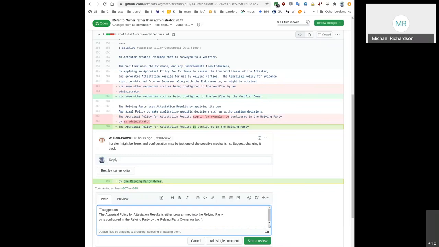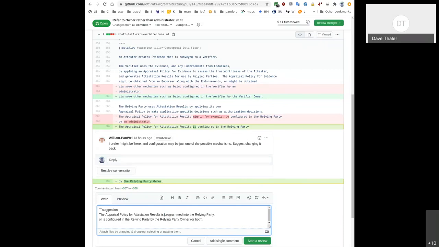Is that okay? Yep. What do you mean by "or both"? It's whether you interpret "or" as inclusive or exclusive. I don't know in English what the right way is. Okay, let me rephrase. In what case would it be inclusive?